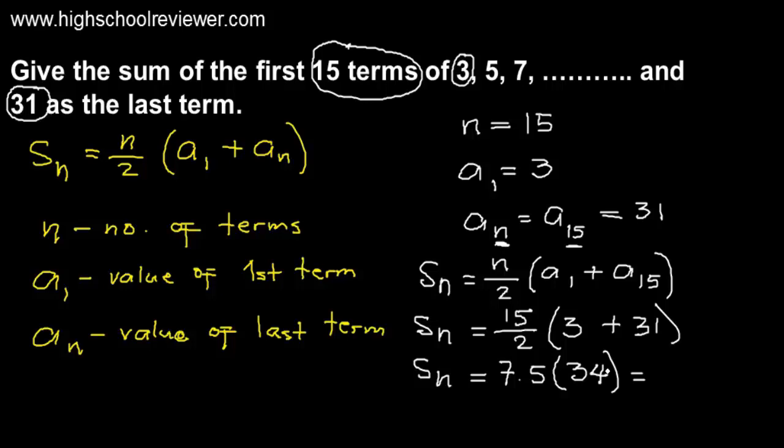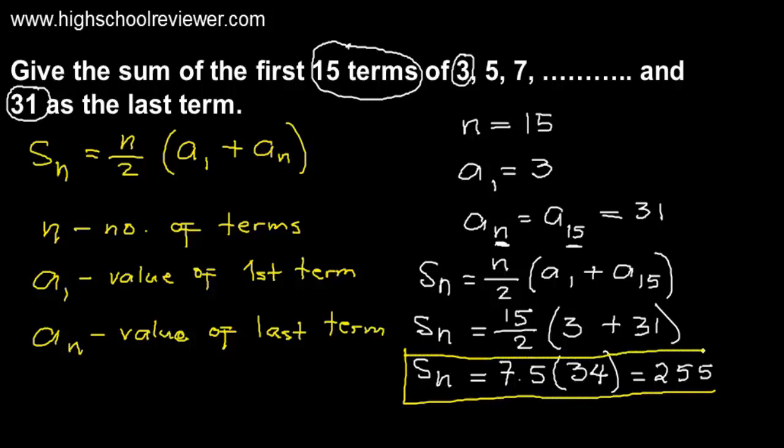Our final answer is positive 255. So positive 255 now is the sum of all the terms of our given arithmetic sequence. And this is our final answer.